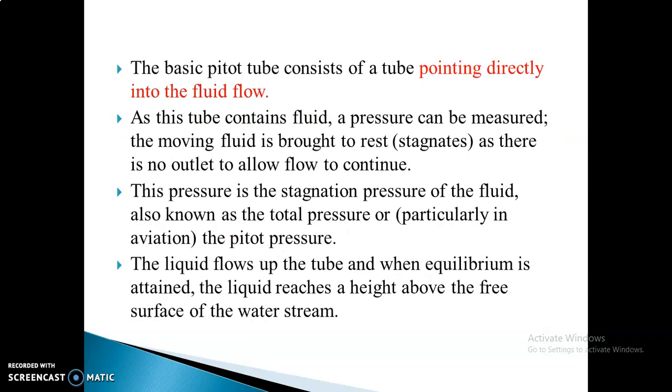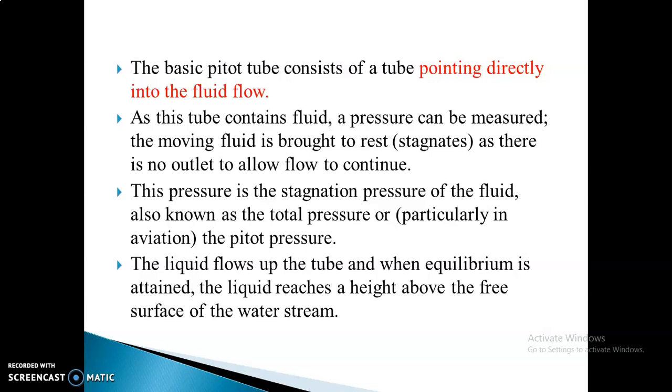The basic Pitot tube consists of a tube pointing directly into the fluid flow. It is a single tube bent like a 90-degree horizontal line. As this tube contains fluid, a pressure can be measured. The moving fluid is brought to rest, which is called stagnant. Whatever pressure is created in that particular area is called the stagnation pressure. And moreover, there is no outlet to allow the flow to continue.